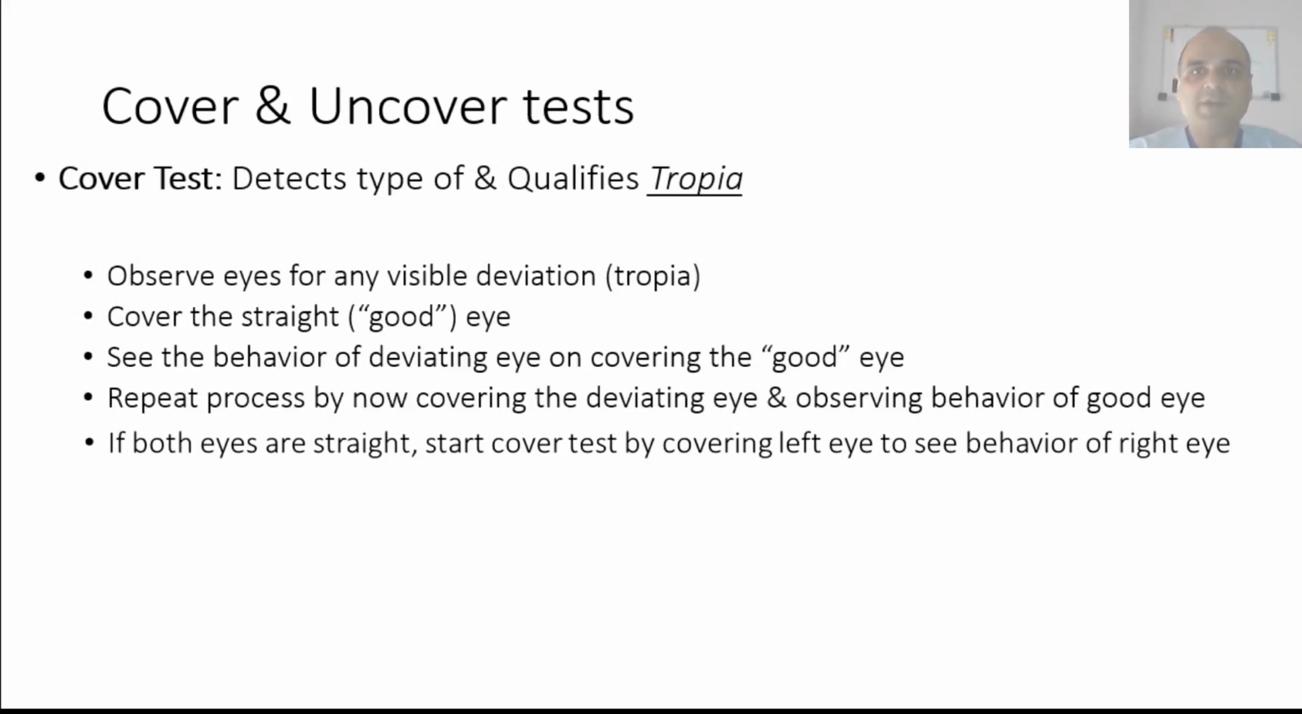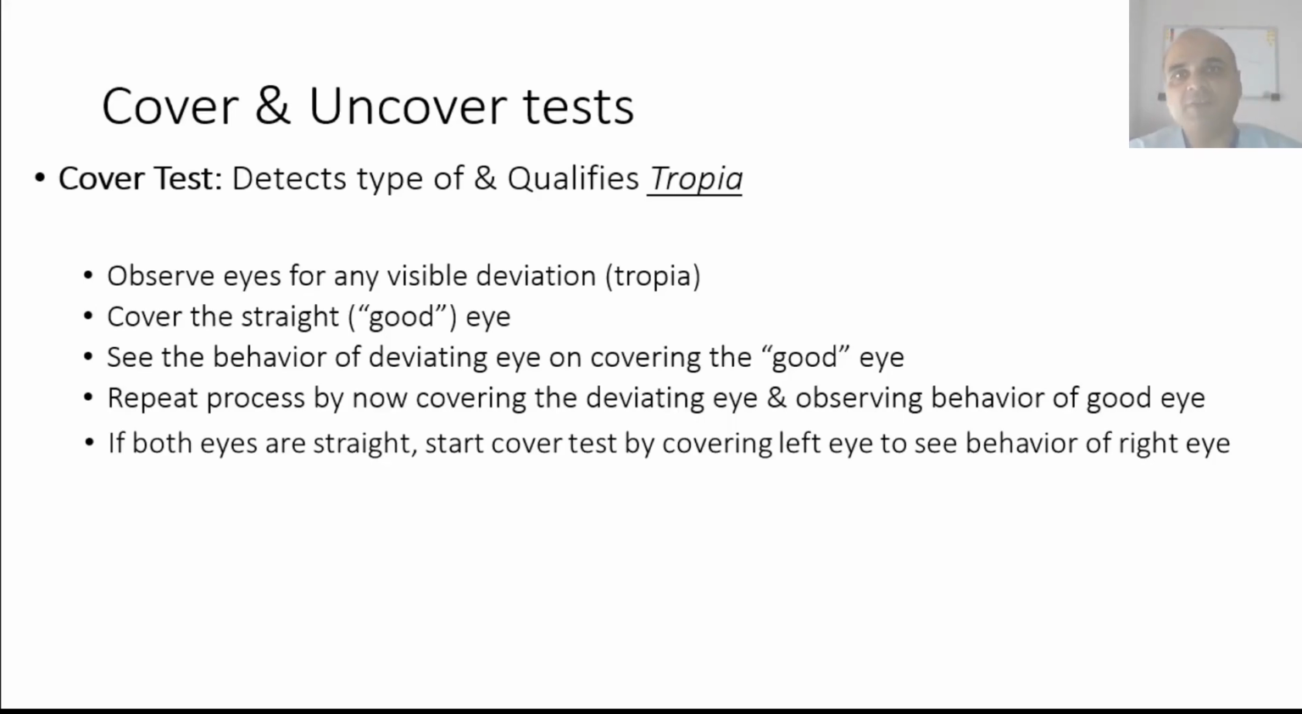So let's talk about the cover test, and the general description is here. A more elaborate description is in your clerkship manual. And this is basically to pick up a tropia. And how you do it is you are looking at a patient, because not all the time that you are asked to do an ocular alignment test do you begin with a corneal reflection. Sometimes you're asked only to do the corneal reflection test and give your findings. Sometimes you're only asked to do the cover and uncover test and give your findings.